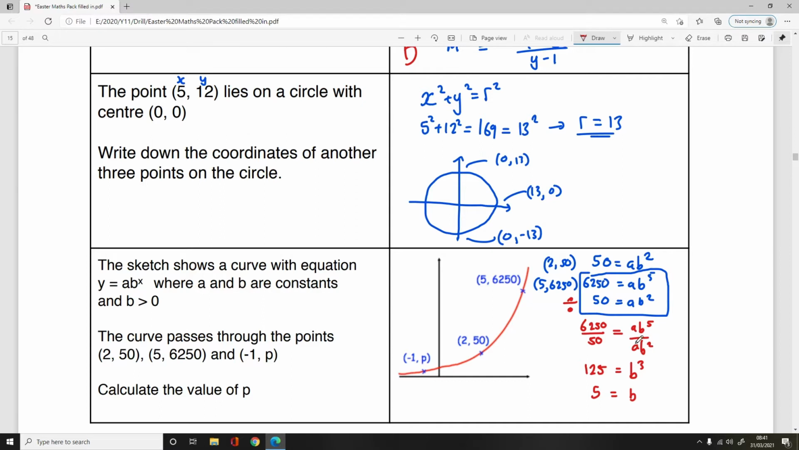Then we could substitute that back in, say to the top line. We could say that 50 equals a times 5 squared, so that equals a times 25, and that tells you that a equals 2, because 2 times 25 is 50.